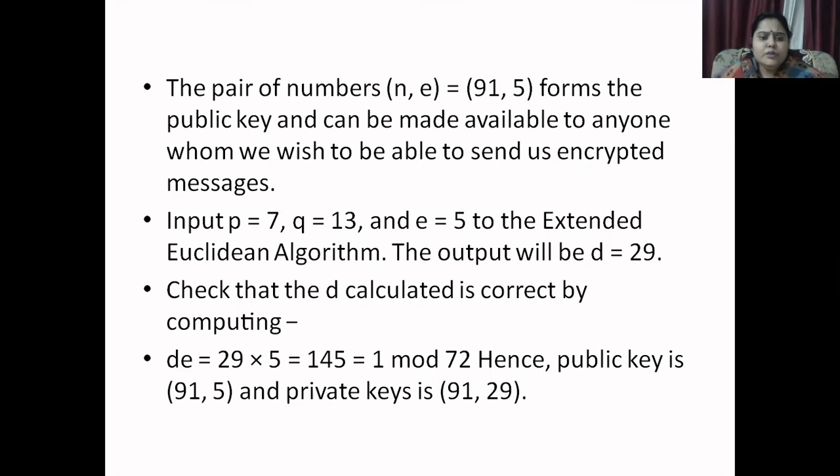Input P equals 7 and Q equals 13 and E equals 5. Using the extended Euclidean algorithm, the output will be D equals 29. Check that the D calculated is correct by computing E into D equals 29 into 5, that is 145, which equals 1 modulo 72. Hence the public key is (91, 5) and the private key is (91, 29).